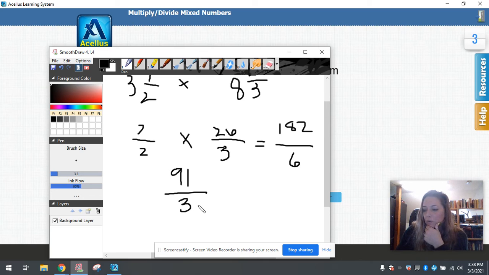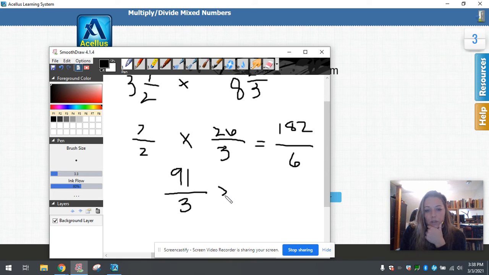Let me see if 91 is divisible by 3. I'll do 91 divided by 3. It's not. I didn't get a whole number when I put that on my calculator. So I'm going to go 91 divided by 3 to get to my mixed number. Okay, so when I do 91 divided by 3, I get 30.33333333.